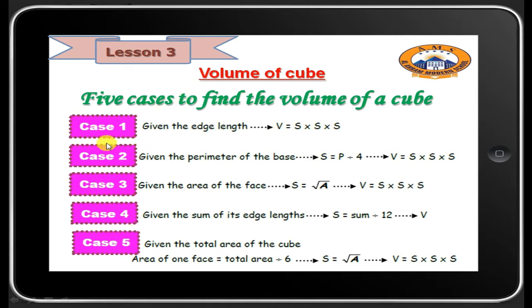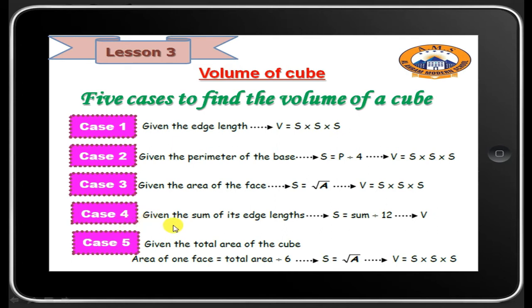Okay, so the second case here, when he gave you the perimeter of the base, all you have to do is to divide the perimeter by 4 to get the side length, and then to calculate the volume, just multiply, very good, side times side times side. The third case here, when he gave you the area of one face of the cube, all you have to do is to take the square root of the area to get the side, and then to calculate the volume by multiplying side times side times side.